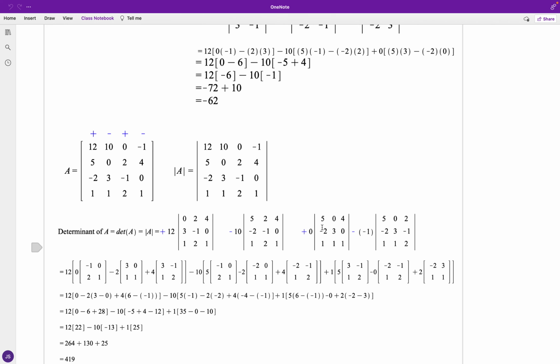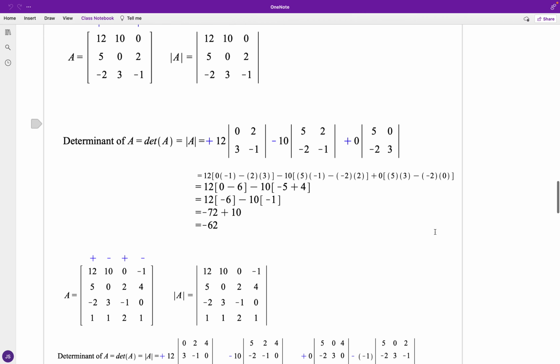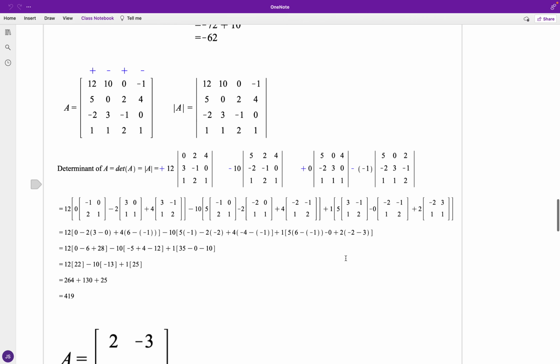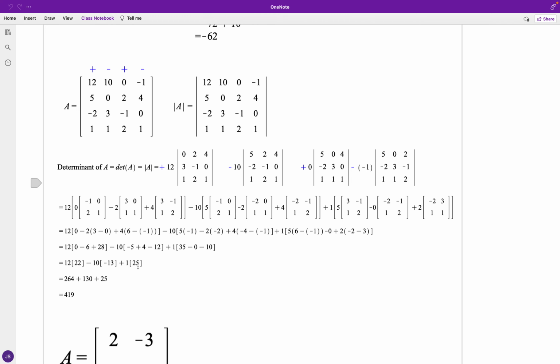Just carrying out these operations over the determinants in the intermediate steps like what I had with these items earlier, we have the last minor, and that turns out to be 25. 12 times 22 is 264. And we have negative 10 times negative 13 is 130. And we have plus 25. So the value of the determinant of this particular 4x4 matrix comes out to 419.